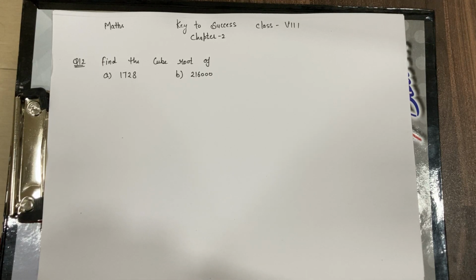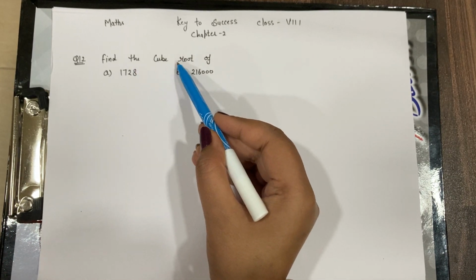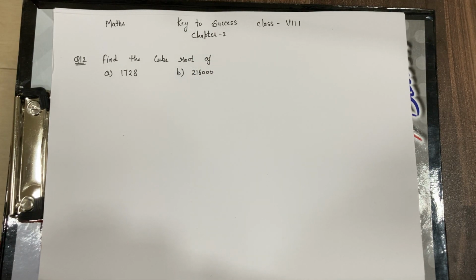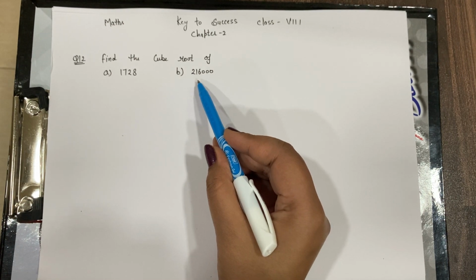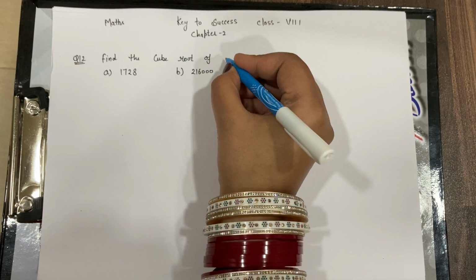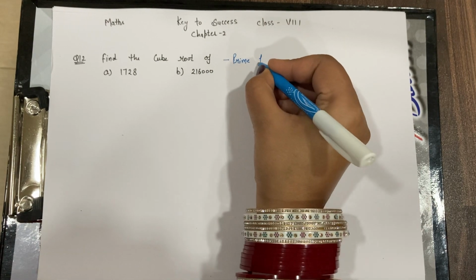Hello students, let's continue with key to success for the chapter number 2, which is cubes and cube roots. We are going to start with question number 12. Here the question is find the cube root of. Earlier you have studied how to find out square root of a given number. Now you are going to study how to find out cube root of a given number. We will be doing this question with the help of prime factorization, which is the easiest way.